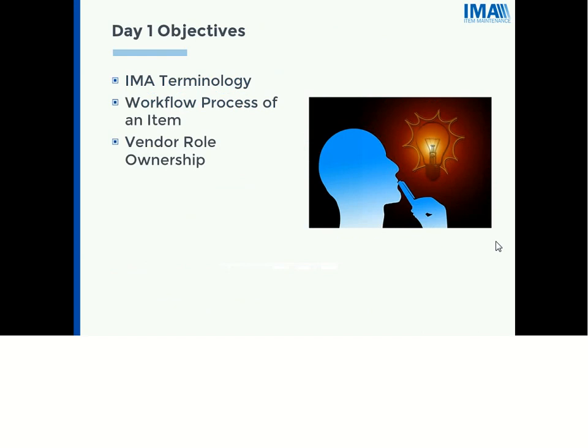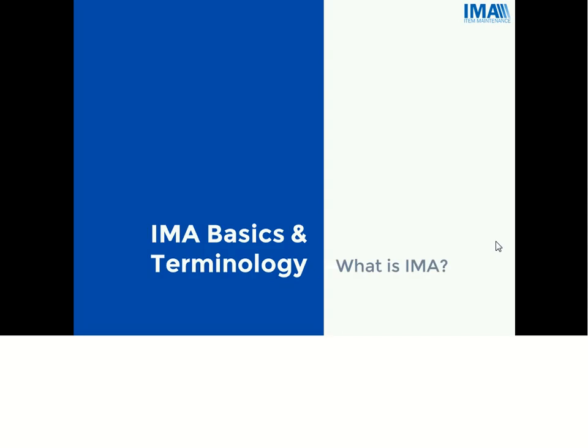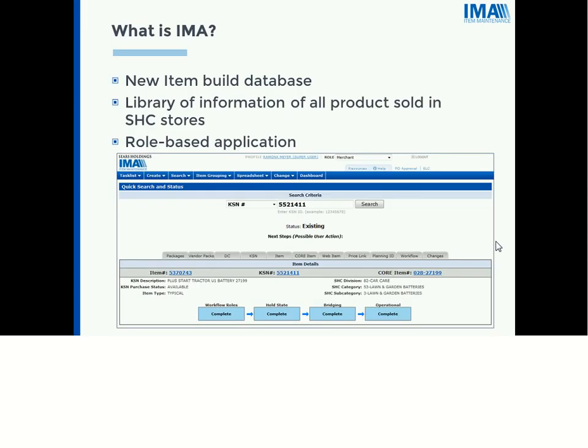So today we're going to talk about IMA terminology, the workflow process of an item, and vendor role ownership. So first off, what is IMA? IMA is basically a big data catalog or library of information of anything that is sold at our stores. If it's going to be sold in Kmart or Sears, it has to be built in IMA.